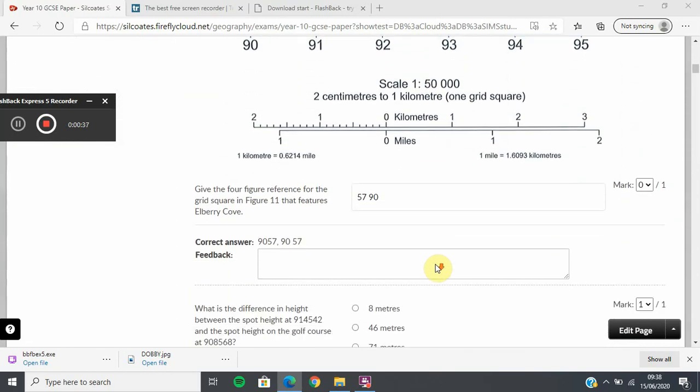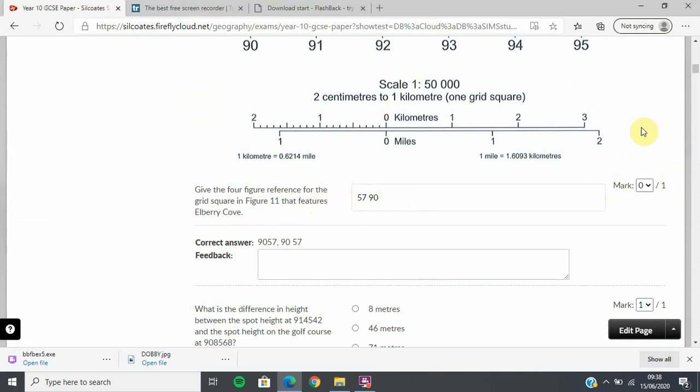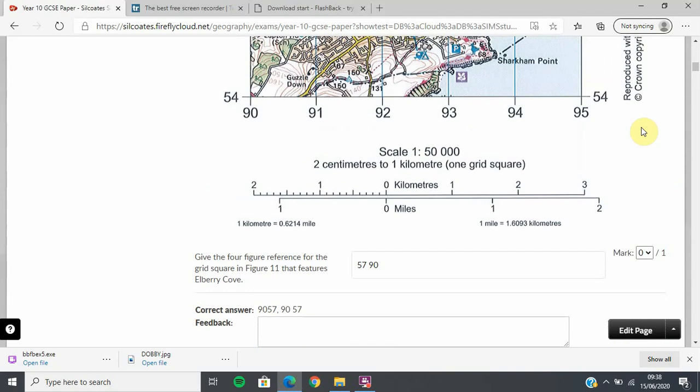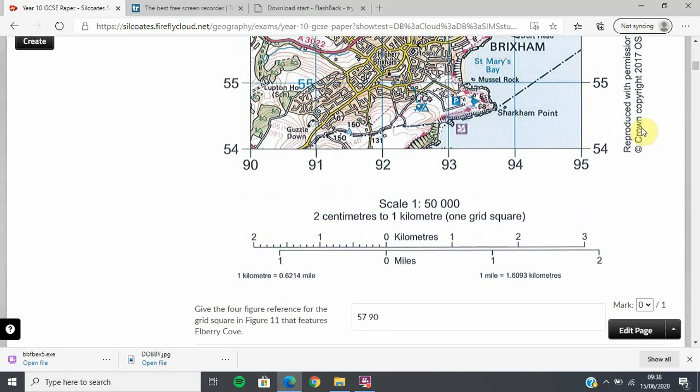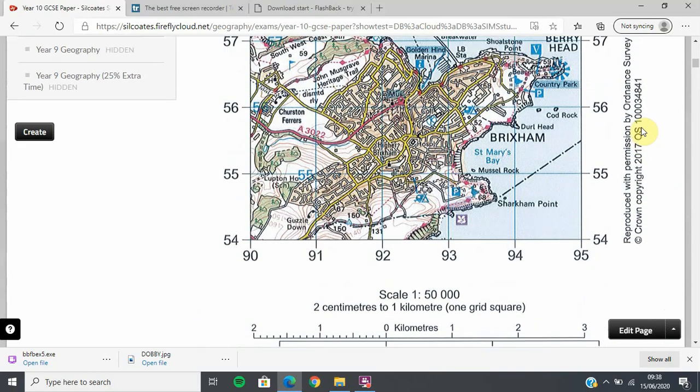So the first question said to give the 4-figure grid reference for the square that contains Elbury Cove. And actually, if you notice here, this student has made the most common error that a number of you made, which is that you've done it the wrong way around. It's x-axis first. That's basic stuff, guys. Quite a lot of you were doing that the wrong way around. So you got the right answer, you knew what you're doing, but you've put it on the side.